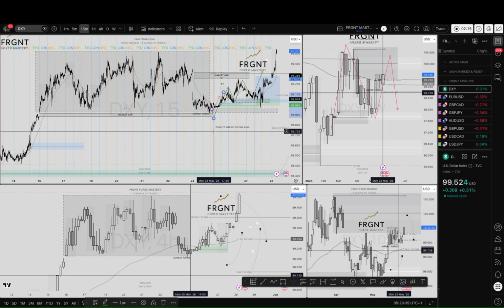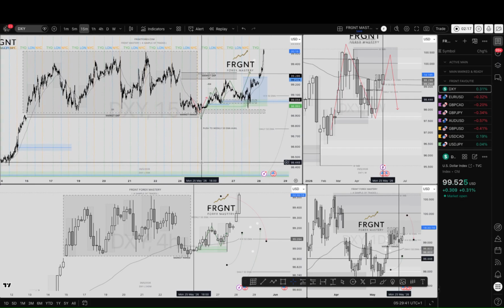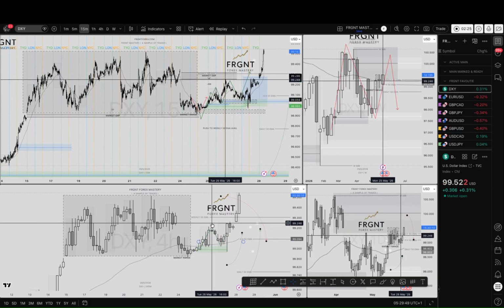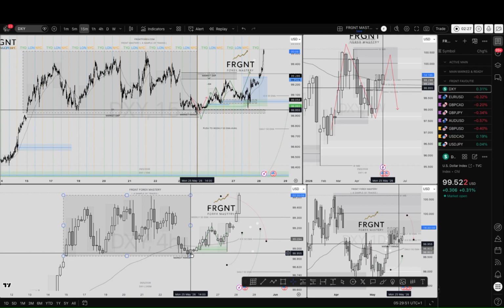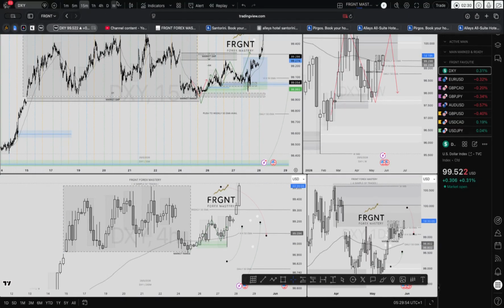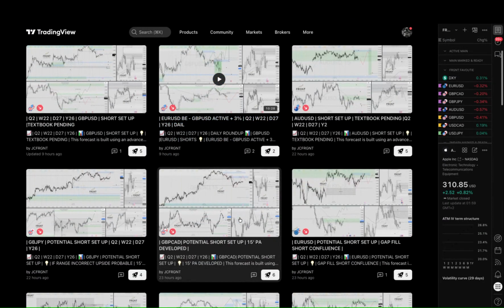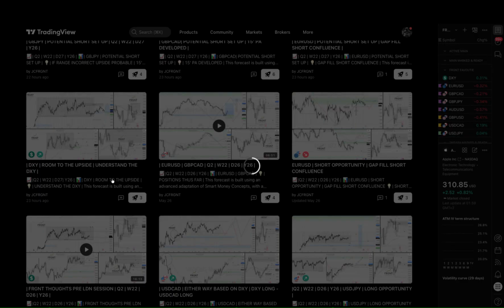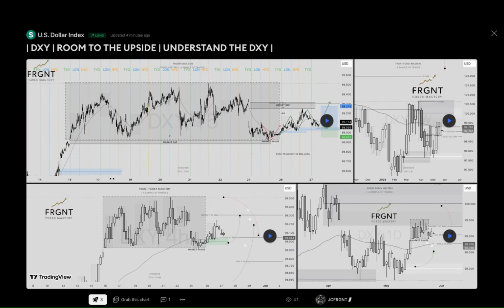to make that long move. However, what I've been stressing throughout the week is the better news on the DXY is the fact that this week we didn't open up at these highs by that weekly 50 MA. Therefore, we had room towards the upside. One of my breakdowns was particularly named that in the title, that the DXY has room to the upside. Understand the DXY. It's a very important principle, particularly in the environment that we're trading in at the moment, and that will bring me on to my second point in a moment.